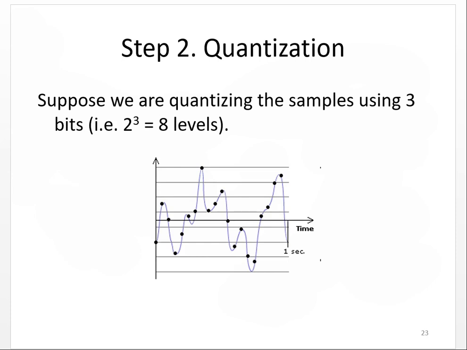So suppose we are quantizing the sample using 3 bits. 3 bits means 2 raised to power 3 is 8 levels. So how many levels are we going to make? 1, 2, 3, 4, 5, 6, 7, 8. So how many levels do we have? 8 levels. So what we are going to do is convert this analog signal with the help of 8 levels and a 3-bit depth. So this is level 1.